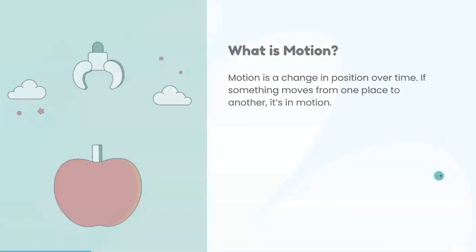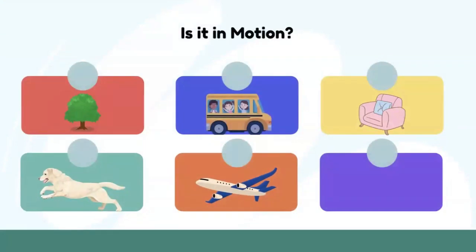So I'm just going to start off by playing a quick game with you guys, which I have some objects here. I'm going to ask you, is this object in motion or is it not in motion? And then you guys can unmute and tell me. The first one is just this tree right here. Would you guys say that this tree is in motion or not in motion?